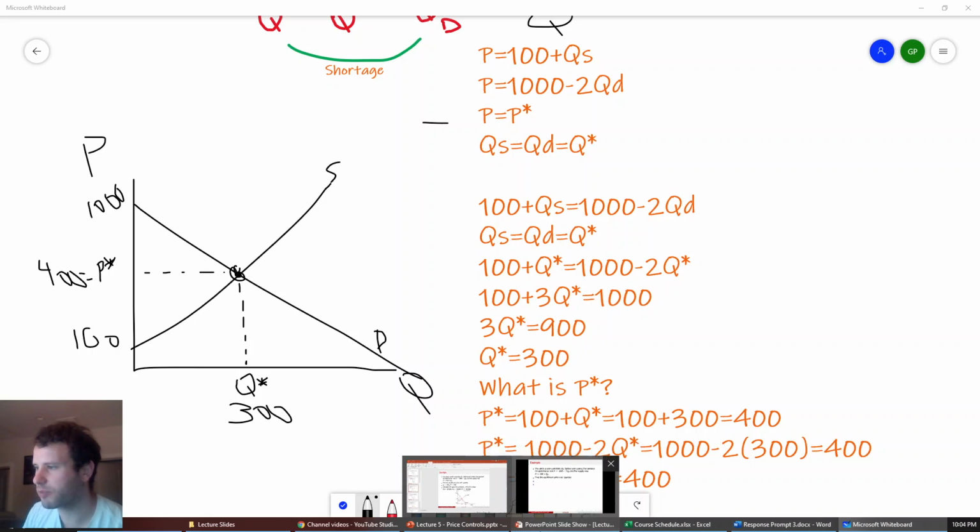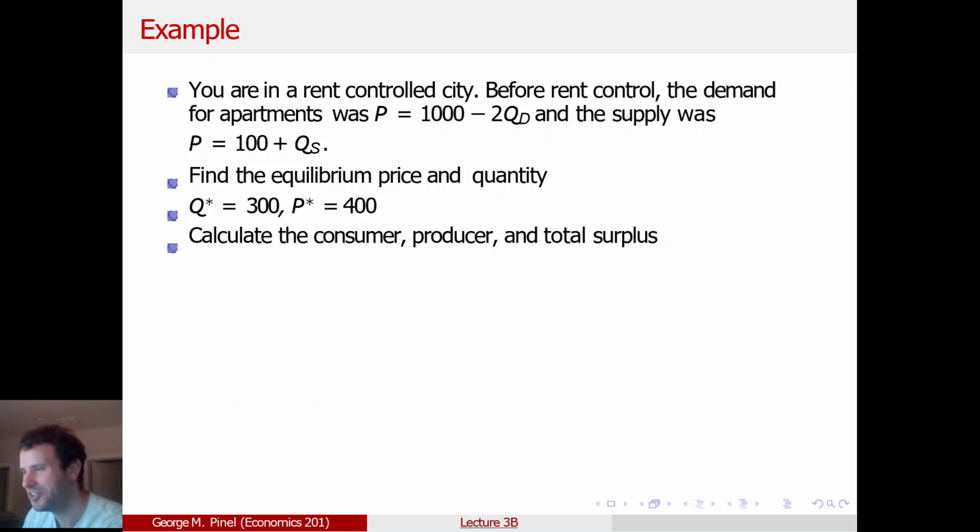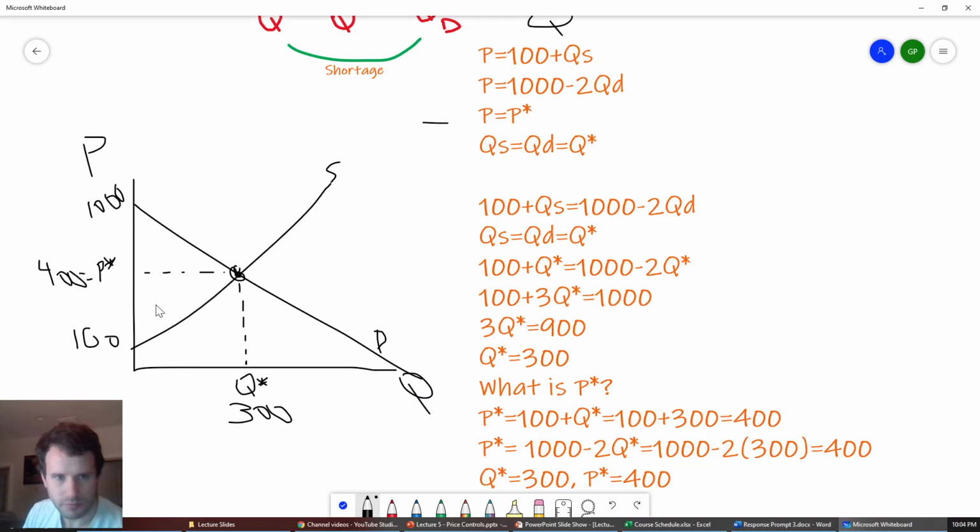All right. So we found the equilibrium, and I know the next question will be find the consumer and producer surplus. Okay. So let's do that. Okay, what is the consumer surplus? Just graphically, what is your consumer surplus? Consumer surplus is this area between the demand curve and your equilibrium price.